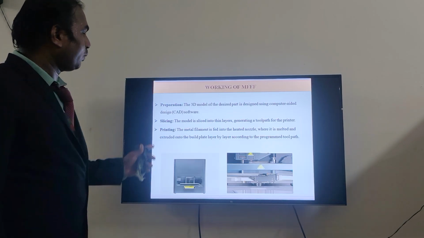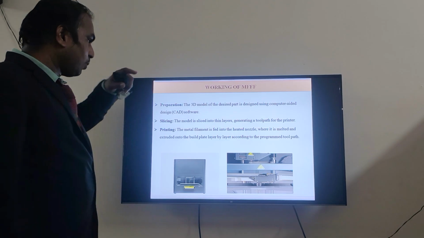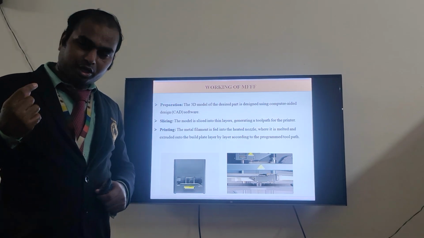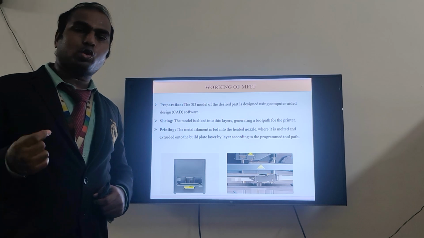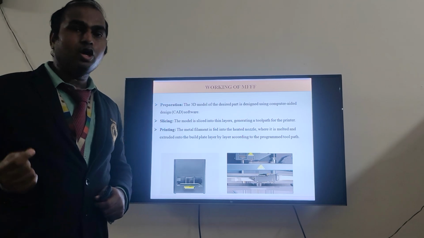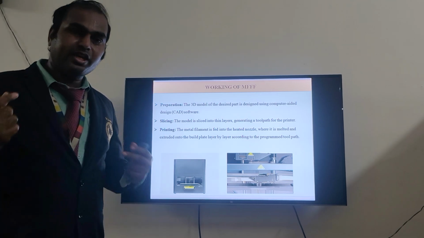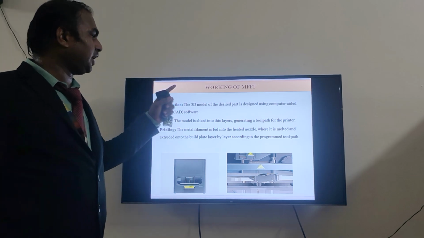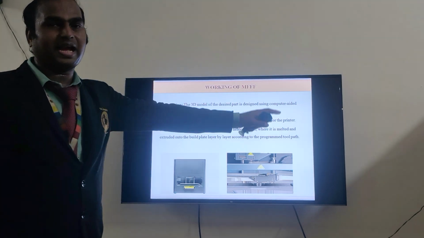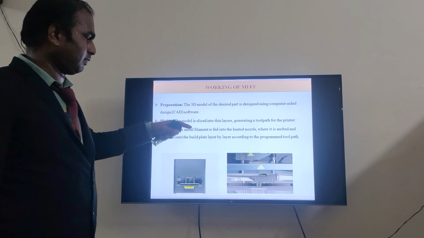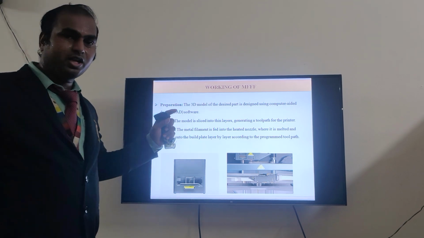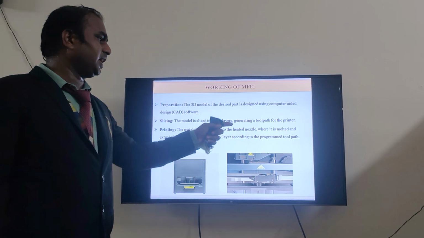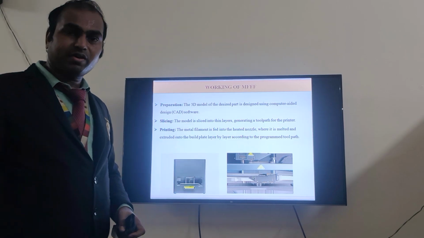So next is how we are going to prepare the workpiece. Normally we design the tool cross section, whether the tool is a cylinder, hexagonal or any other cross section, in software such as SolidWorks or CATIA. Basic preparation is the 3D modeling, which we analyze in a CAD system, that is computer aided machine drawing software. After designing it, we have to slice it. The model is sliced into very thin layers, generating the tool path.